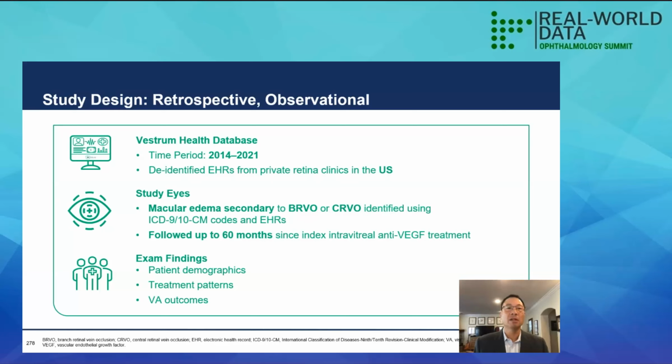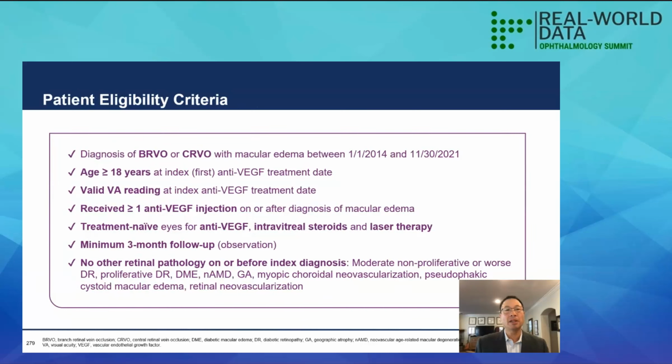The time period was 2014 to 2021. Study eyes had macular edema secondary to BRVO or CRVO that were identified using ICD-9 and ICD-10 CM codes. Eyes were followed up to as long as 60 months since the index intravitreal anti-VEGF treatment was provided. The patient eligibility criteria can be seen here.